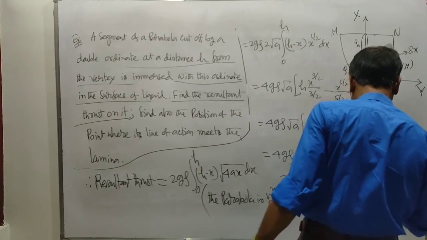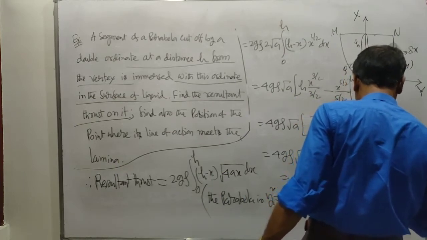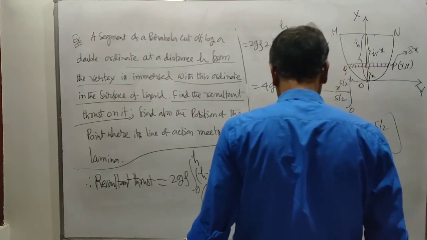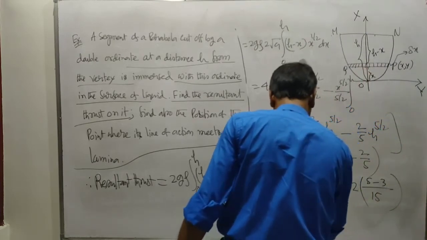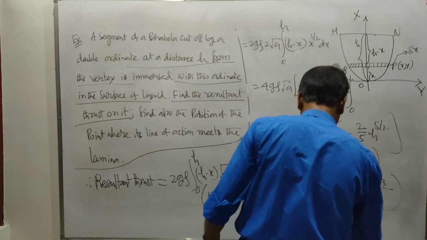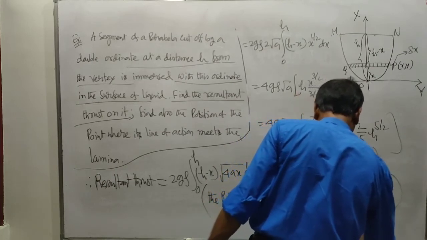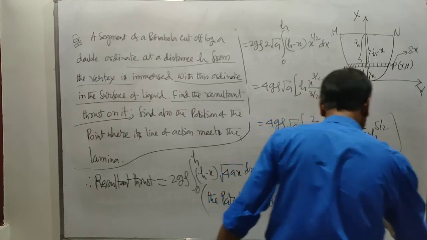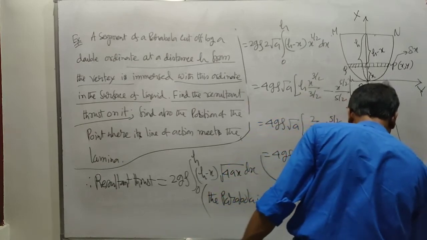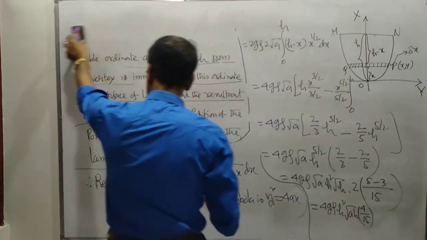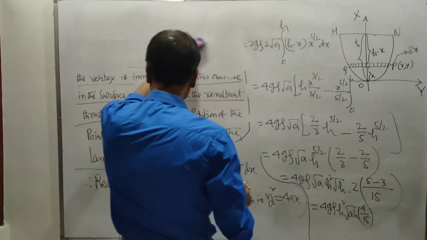Into 2, 15, 5 minus 3. You may write like this: 15 into 5 minus 3. This is equal to 4 rho H square root over AH, 2 into 2, 4 by 15.